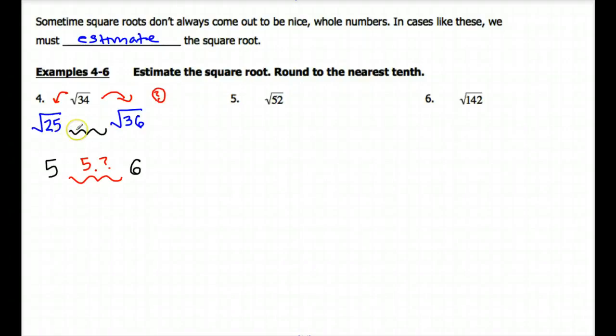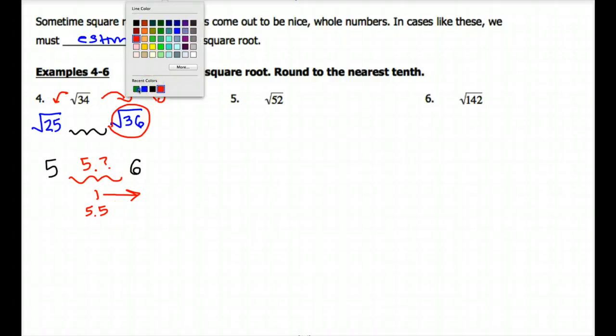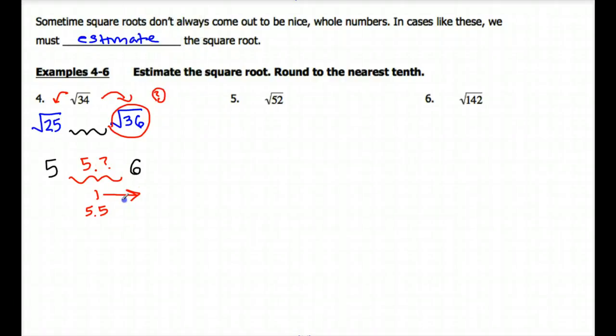from 25. So that means that if we thought about this number between 5 and 6, right in the middle of 5 and 6 is 5.5. The square root of 34 is a lot closer to the square root of 36, so it's going to be closer to this side of 5.5. So the square root of 34 is going to be something like maybe 5.7, 5.8, something along those lines. That would be a good estimate for the square root of 34.